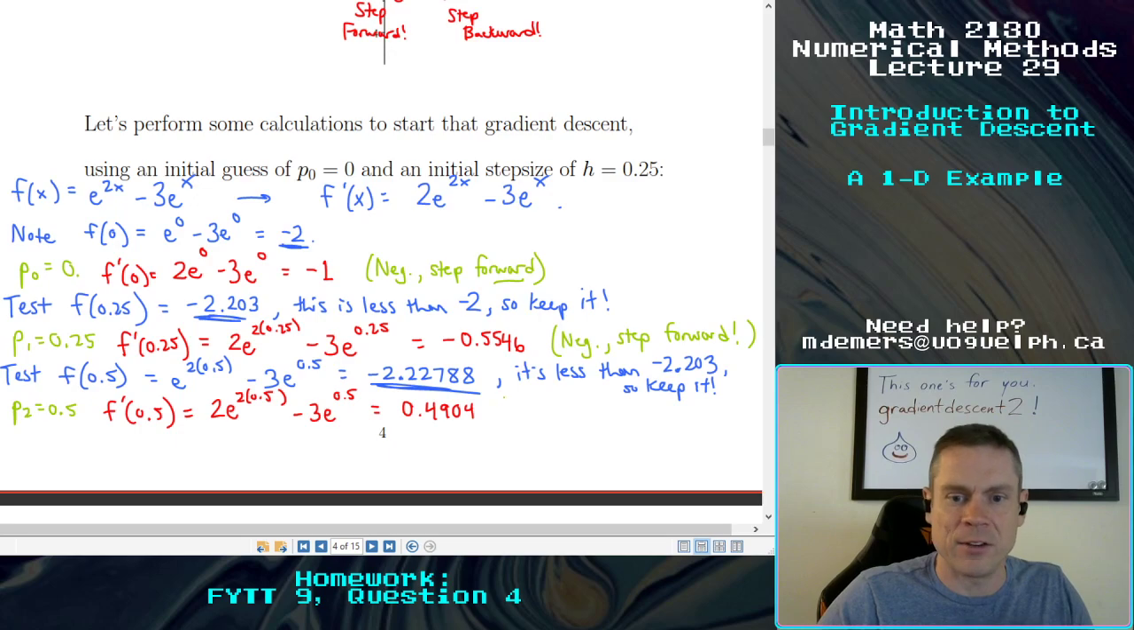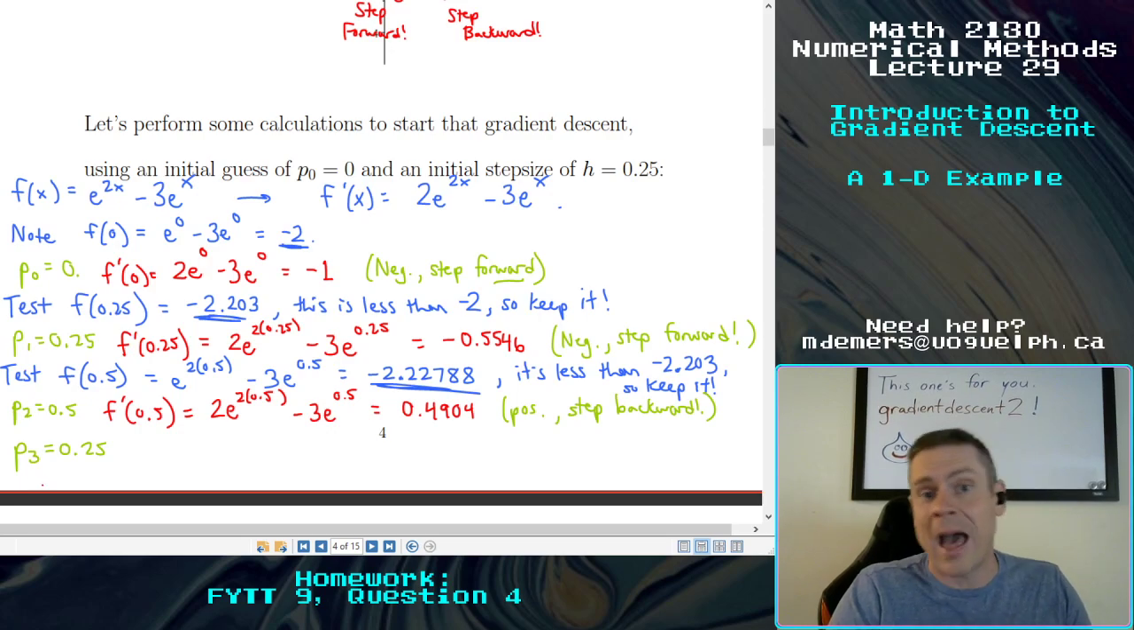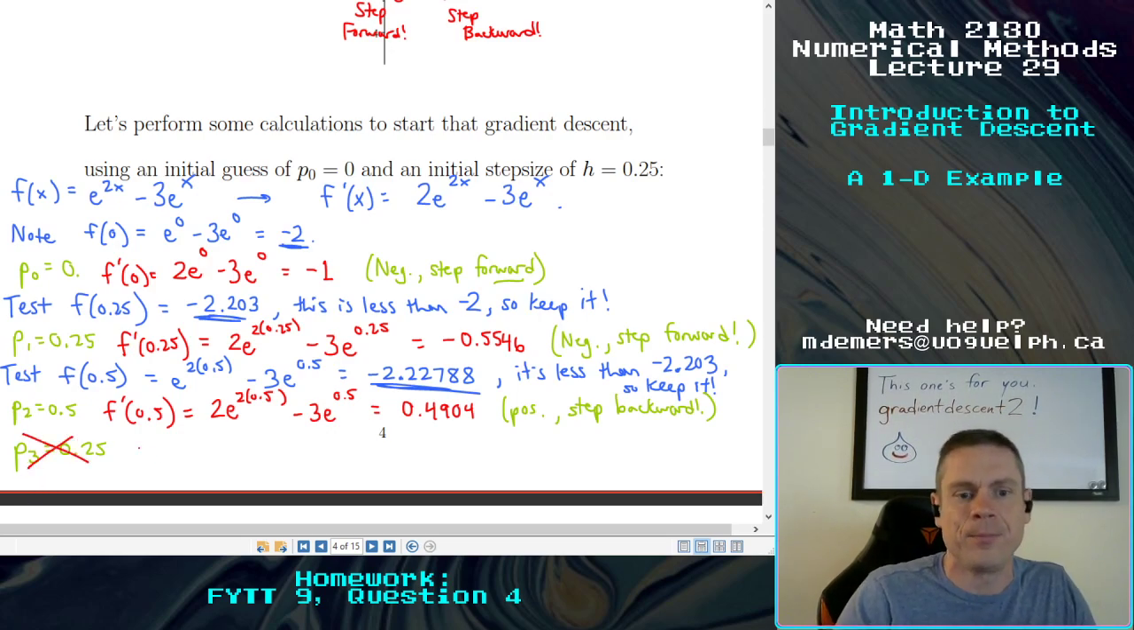Since this is positive, we're going to step backward because that means we're coming up from a minimum point. So we're going to turn around, and notice that if we were to try out p3 by stepping backward by h equals 0.25, we would end up with p3 equals 0.25. But that's where we were, and we know that's higher than where we're at right now. So we have to cross this out and redefine h so it's half the size.